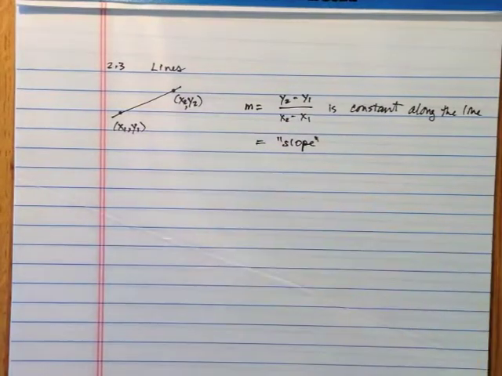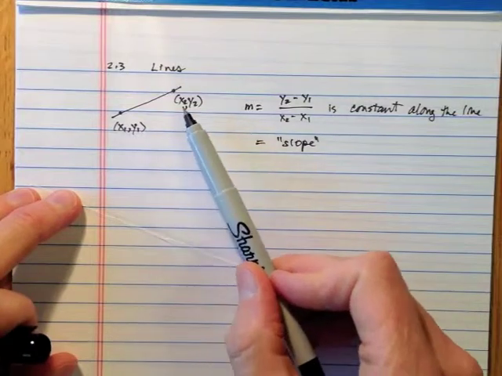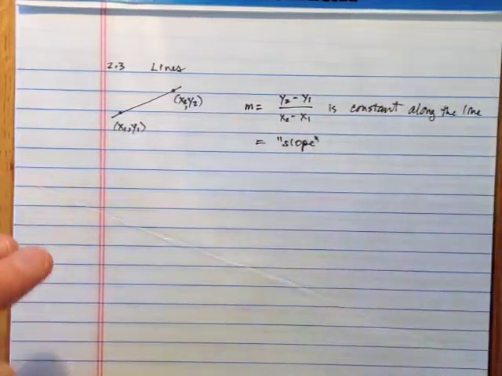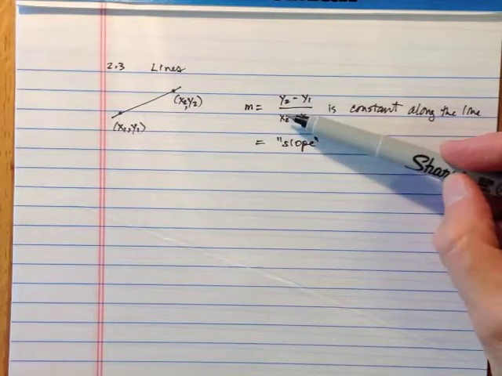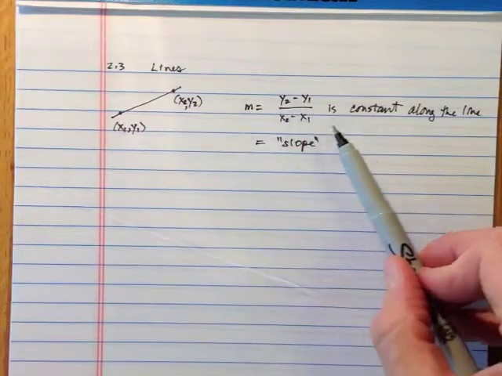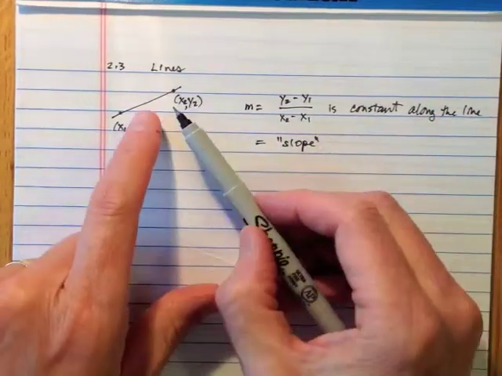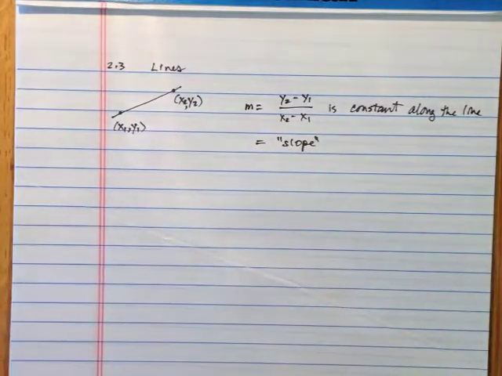Let's suppose I have a line in the plane, and I pick 2 points on the line: x1, y1, and the other one is x2, y2. If you calculate y2 minus y1 over x2 minus x1, it turns out that number is constant along the line. It's independent of which actual 2 points you pick along the line. It's because of similar triangles.